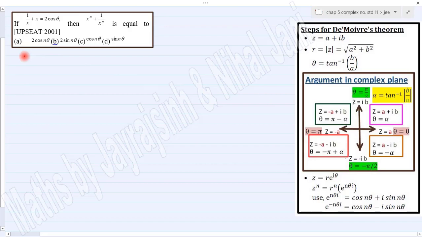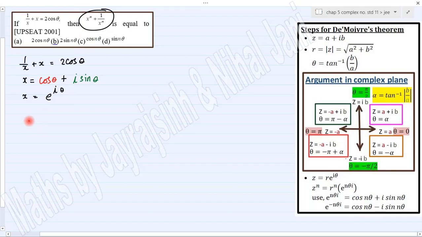In this question, it is given that 1 by x plus x is equal to 2 times cos theta, which suggests that your x must be cos theta plus i sin theta, or we can say into the exponential form it is e raised to i theta, but we need to find out x raised to n plus 1 by x raised to n. So let's get x raised to n, which will be e raised to n theta i.